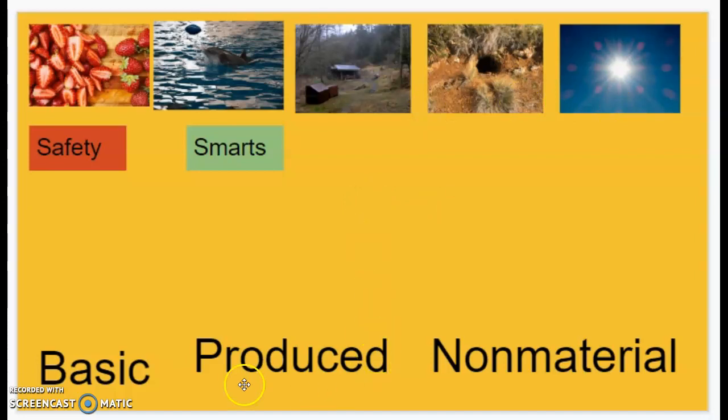All right, our next one is produced need. A produced need is still something you need, but someone or something has to make it first. Remember, a producer is someone who makes something to sell. So think of produced as being something like that. Which of my needs up here do you think are produced needs? Someone or something has to make them first.